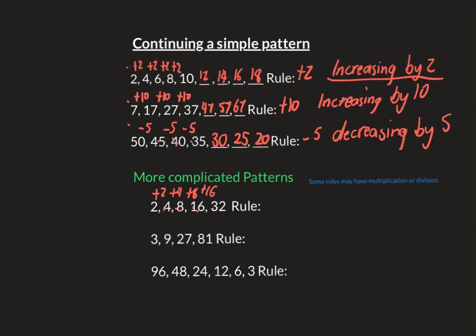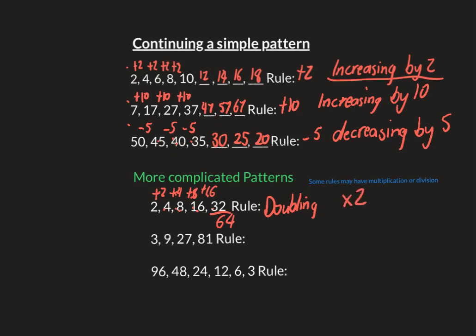Now we can look back and go, went up by 2, up by 4, up by 8, up by 16. They're obviously doubling each time. So then the next one would be 64. So there's two ways of writing that rule. Either you could write that the number's doubling each time, or you can write the rule is that it's times by 2.